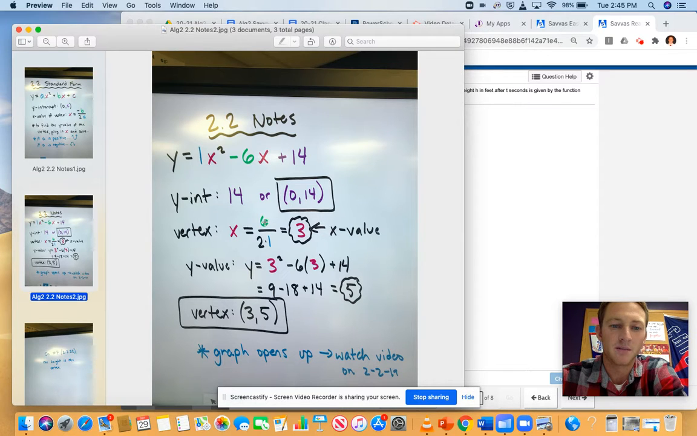Opposite of -6 is +6 over 2a. 2 times a is 2, since a is 1. 6 divided by 2 is 3. That's the x value. How do we find the y value of the vertex?